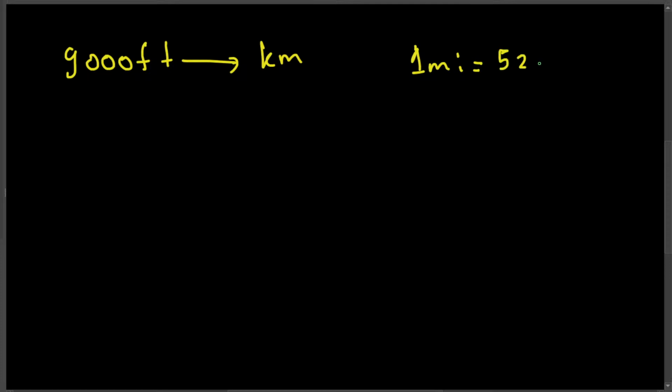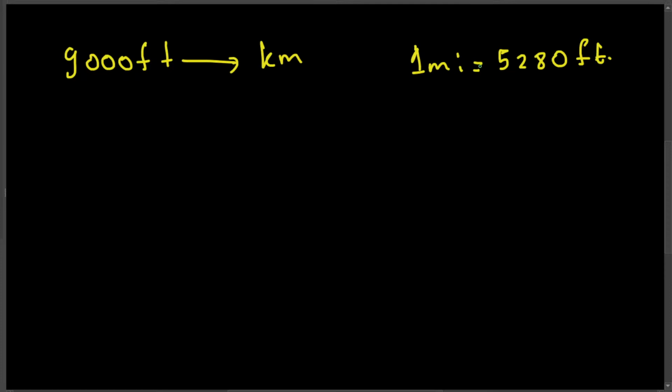Okay, let's say we have something like 9,000 feet given, and we want to convert this into kilometers. Now what is the relationship between feet and some other distance unit? If you remember, we have a relationship between a mile and the feet. 1 mile is equivalent to 5,280 feet.